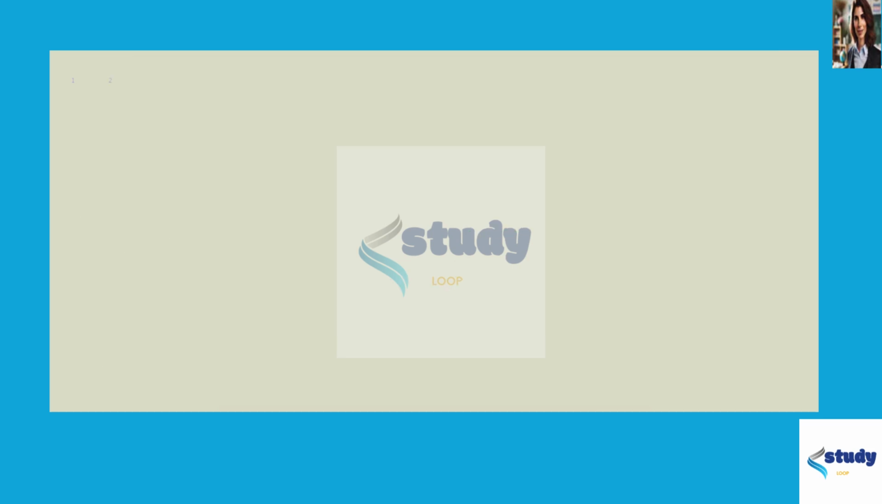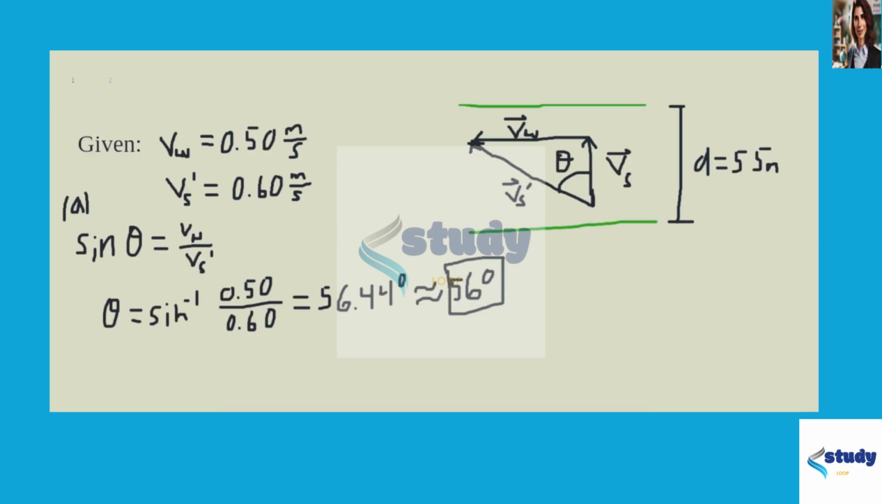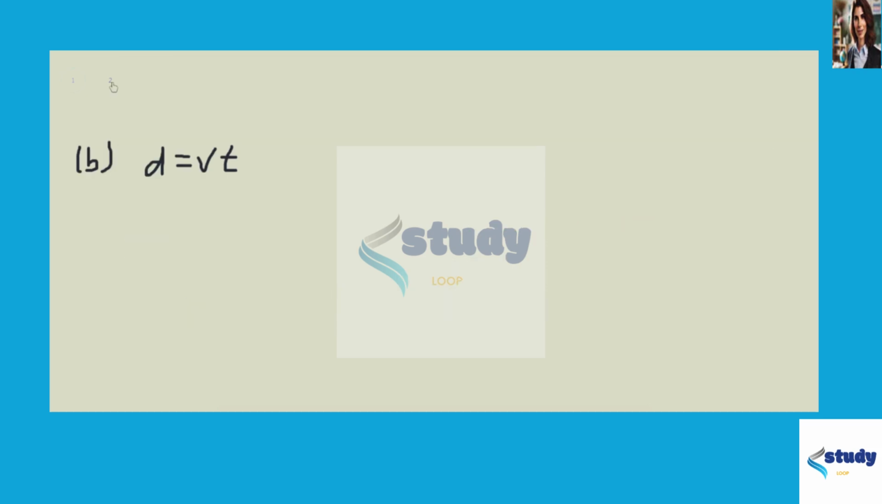Let's get a new page going here. This is part B. Distance is equal to the velocity times the time, and this velocity is going to be V of S. So the time, which is what we're trying to find, is going to be equal to D divided by V of S, which is 55 meters divided by V of S. Well, that's going to be V of S prime times the cosine of the angle. That's V of S prime times cosine of theta.